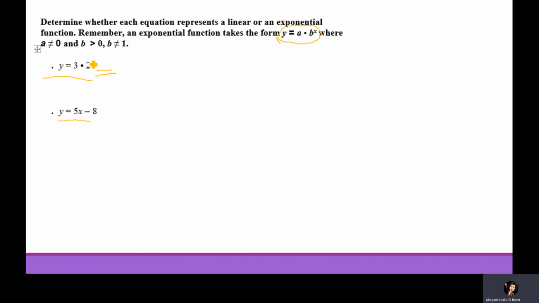That's corresponding to this form. That means this is the exponential function. That's corresponding to y equal mx plus b. That means this is linear. Also, you can say all the power for all the variables is 1. That means this is linear. Even if you don't have this form, if you have all the powers 1 for the variables, that means this is a linear relationship.